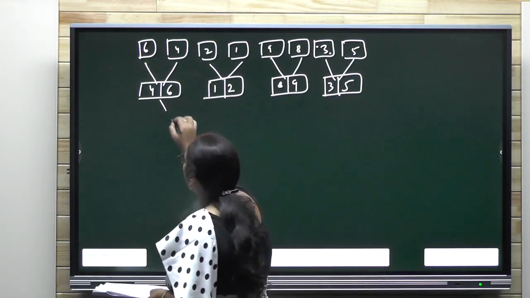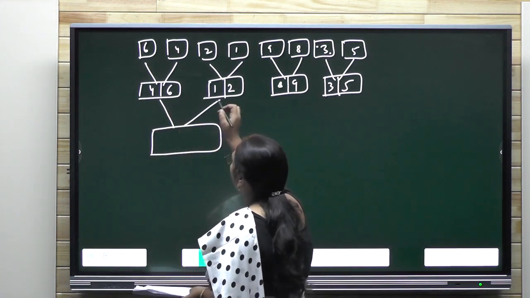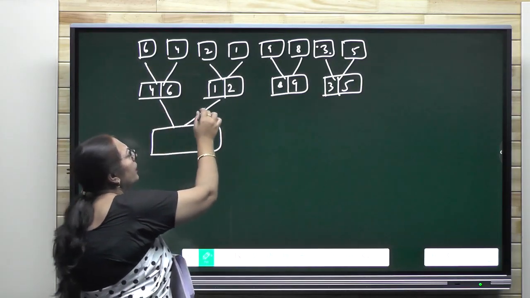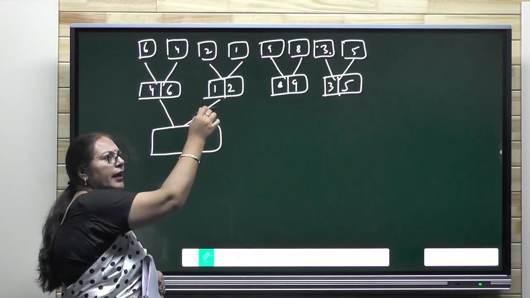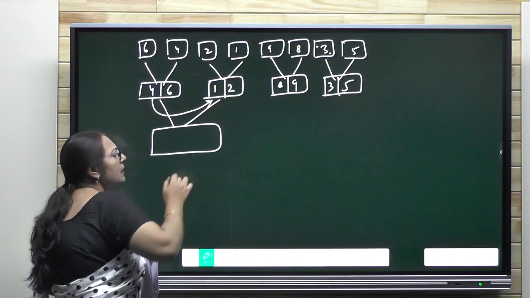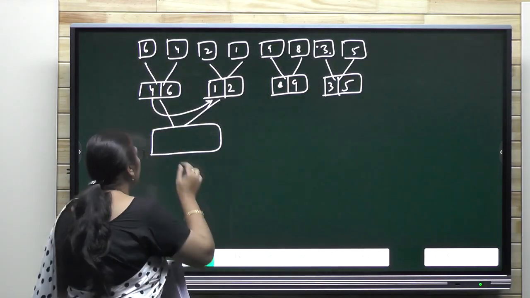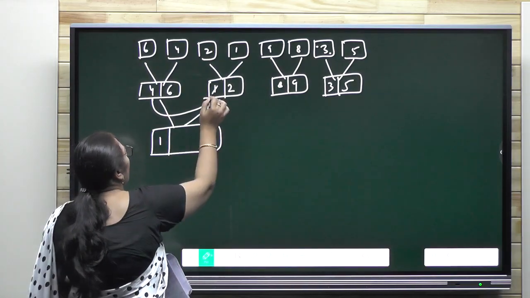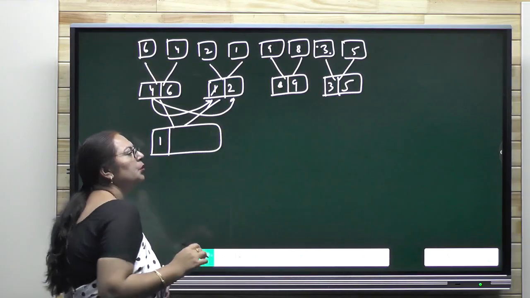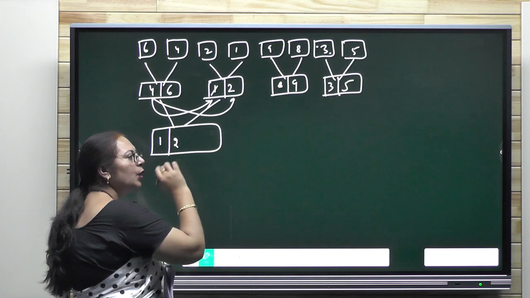So when we merge these two, we combine again and check. The first element of the first array will be compared with the first element of the second array. When we compare 4 and 1, 1 is less than 4, so 1 is going to be at the first place. Now 4 will be compared with 2. Again, 2 is less than 4, so the next element that will be merged will be 2.